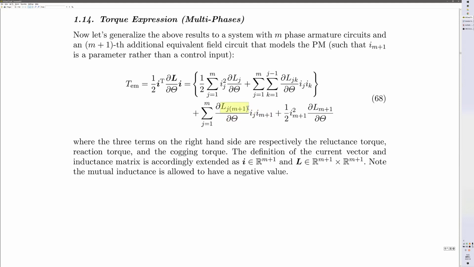That has a non-zero partial derivative with respect to theta. The last term here is the self-inductance of the PM circuit. If this partial derivative is not zero, we say the PM motor has Coulomb torque.